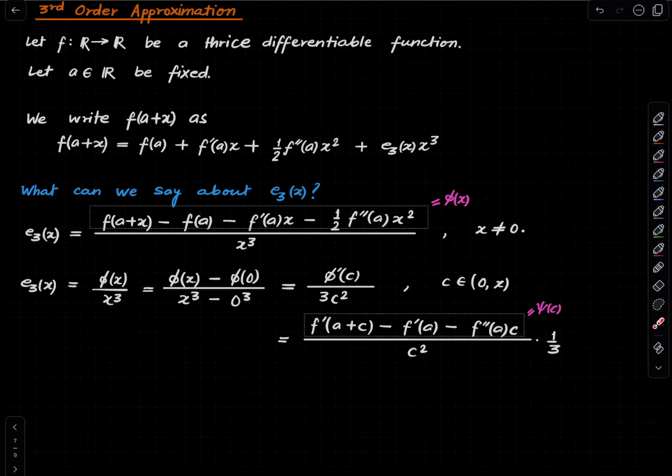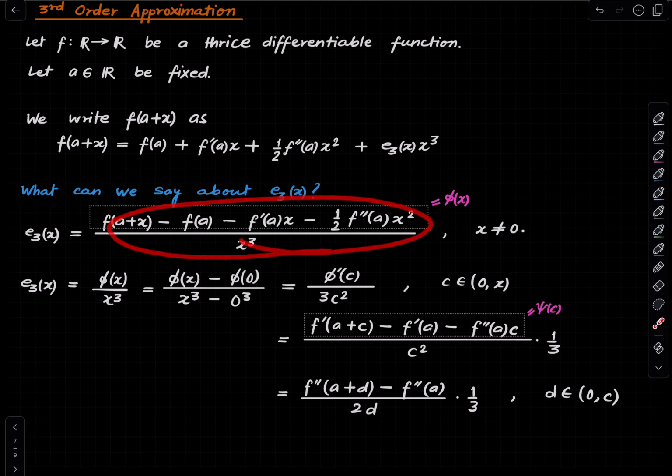So again we will apply Cauchy's mean value theorem to get this will be psi prime at D, where D is a point strictly between 0 and C. So this will be f double prime A plus D minus f double prime A divided by 2D and times 1/3, where D is a point strictly between 0 and C. Right? Whatever we did here, we are just repeating that step. Instead of x, we see a C.